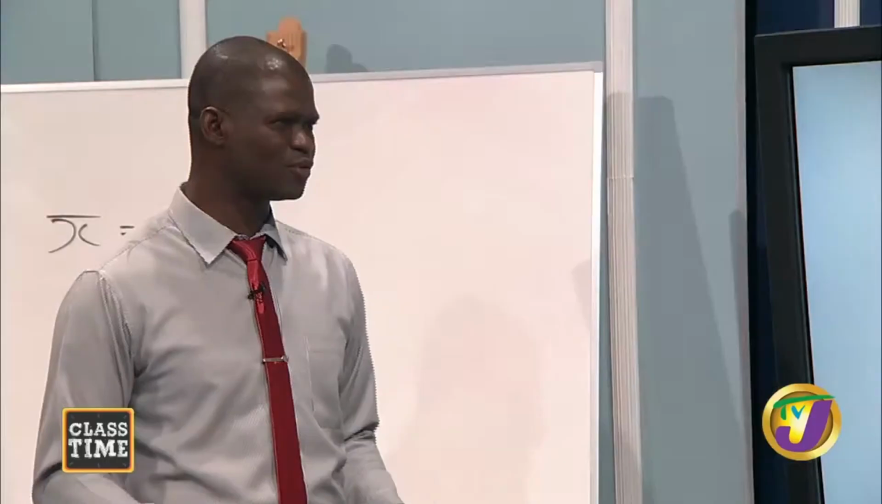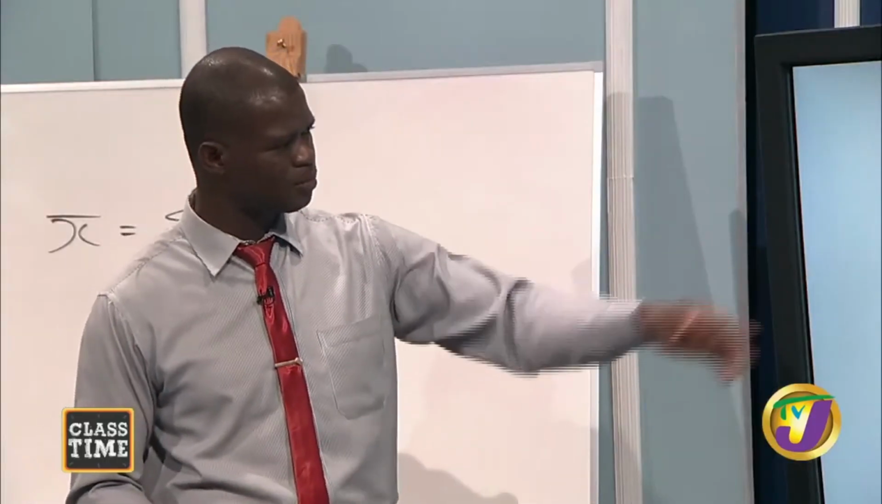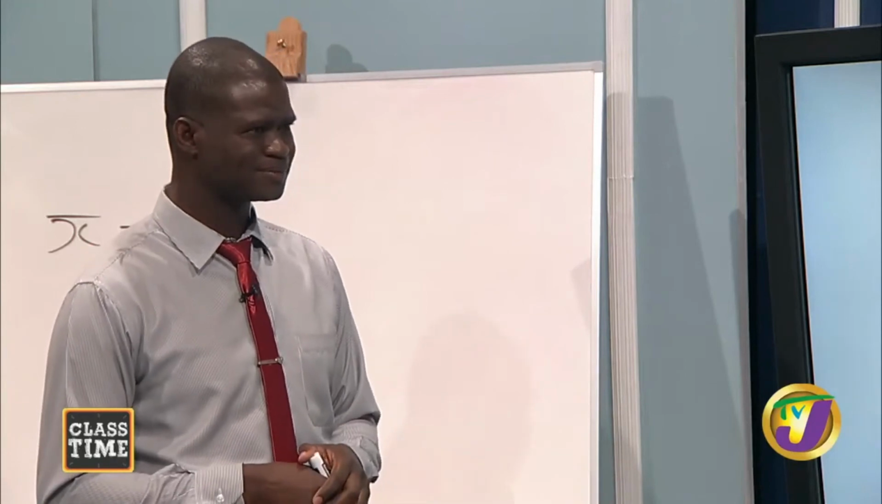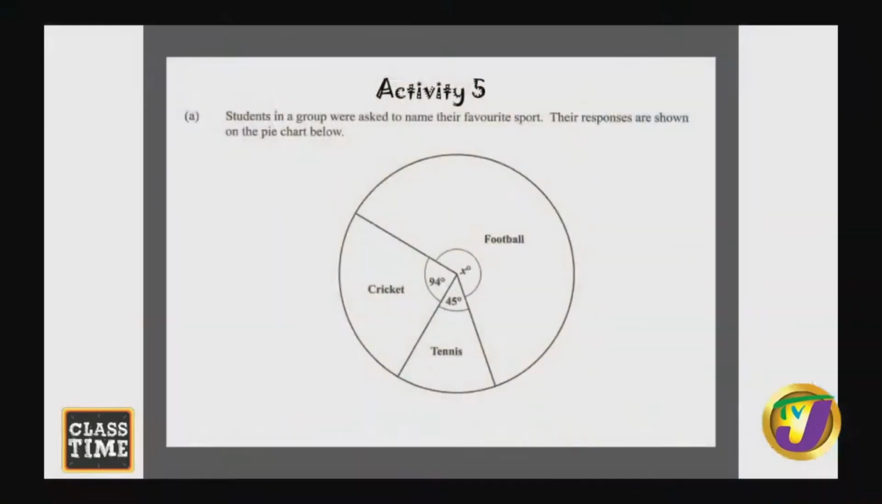Can this angle be more than the angle for football? Could it be more than 360? Could it be less than 94? Well, if the angles in the circle sum to 360 degrees, it could never be more than 360. So it has to be less than 360. But based on what I'm seeing here, it has to be more than 94. Definitely. Right? Okay. All right, so let us see what they're asking.